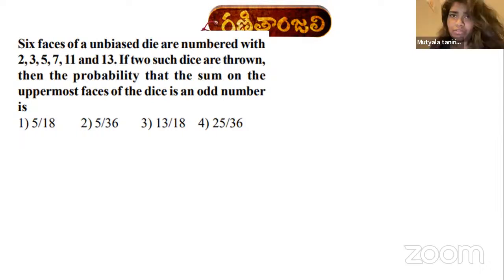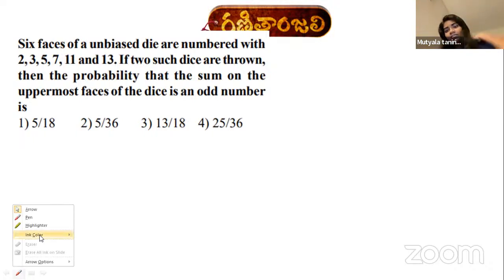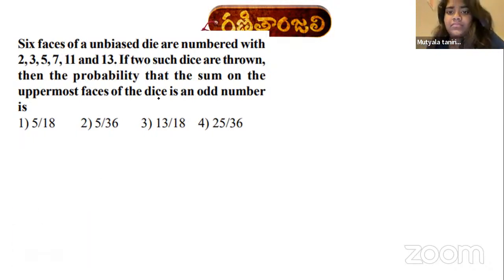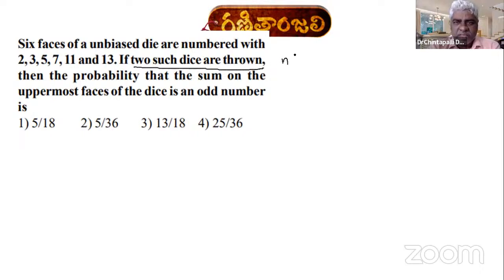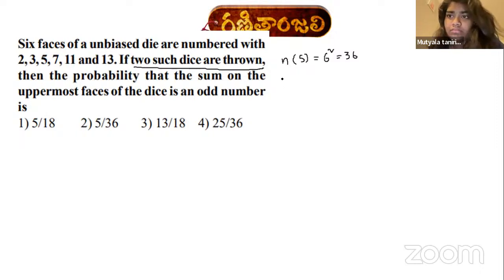Okay. Two dice are thrown. Can you tell n of S when two dice are thrown? 36. Very good. Two dice are thrown, that means n of S is equal to 36. It's very clear. n of S equals 6 squared, 36. Now we are thinking about E.